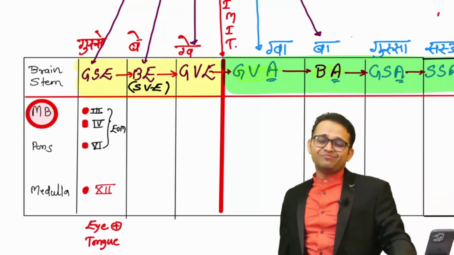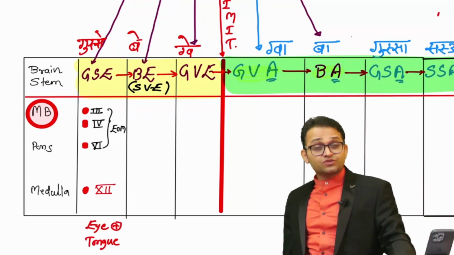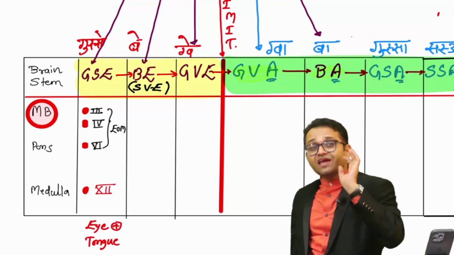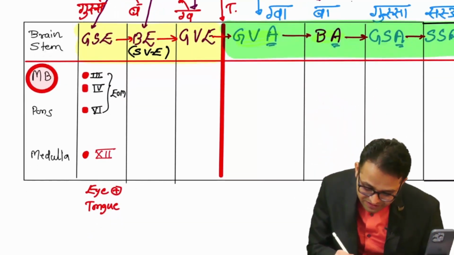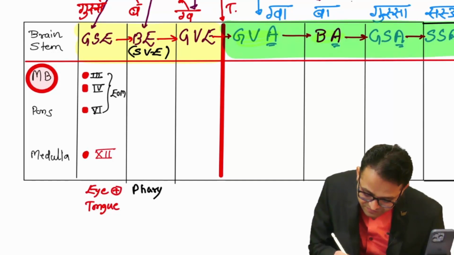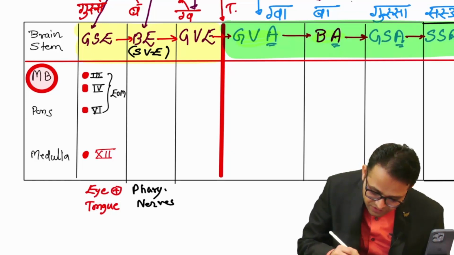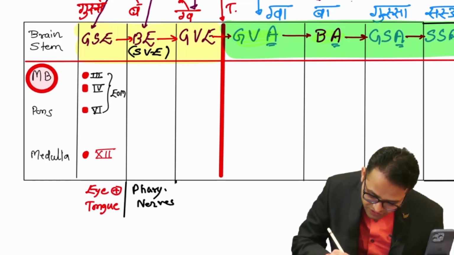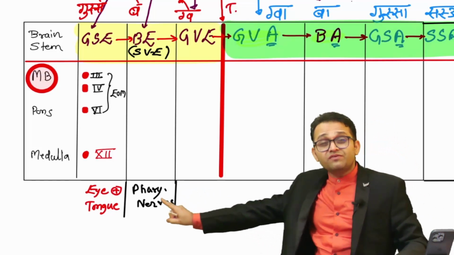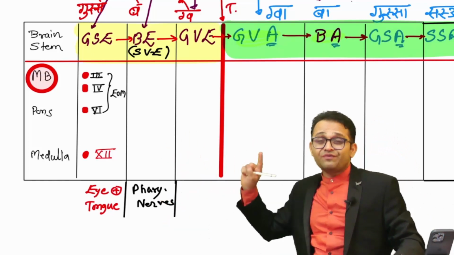So just tell me, what are the cranial nerves which are related to the pharyngeal apparatus? So what is the trick? Sir, these are our pharyngeal nerves. So I am going to tell you the mnemonic. After this concept, I am going to tell you the mnemonic also. So the mnemonic will be the pharyngeal nerves of our body.